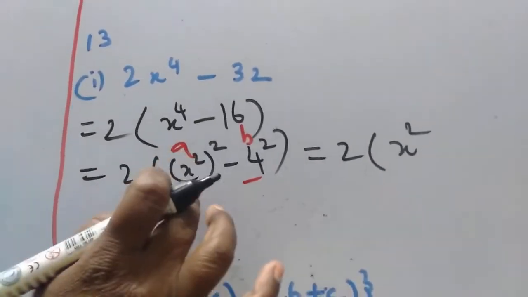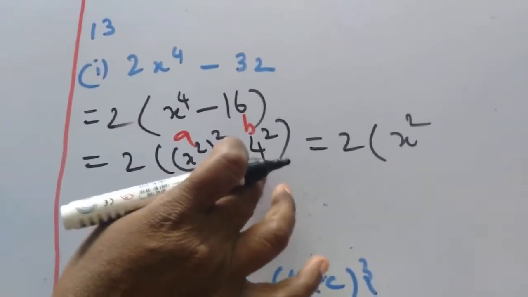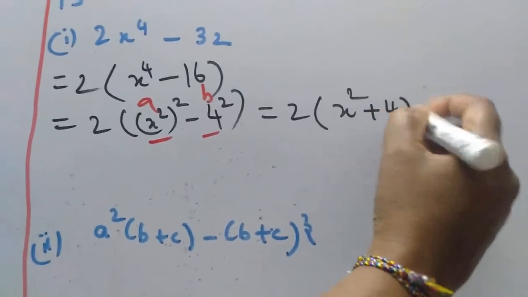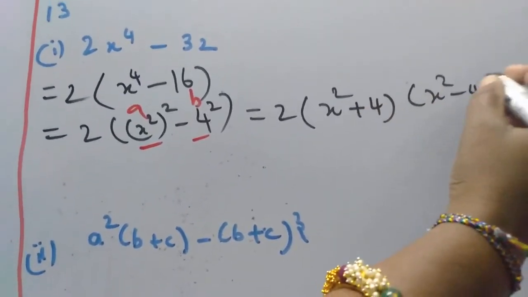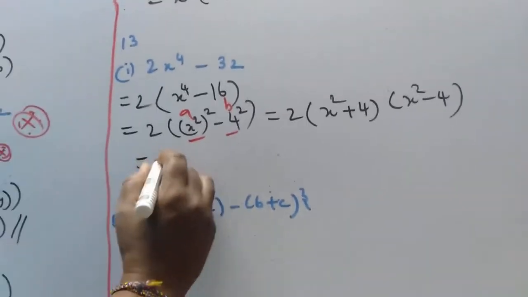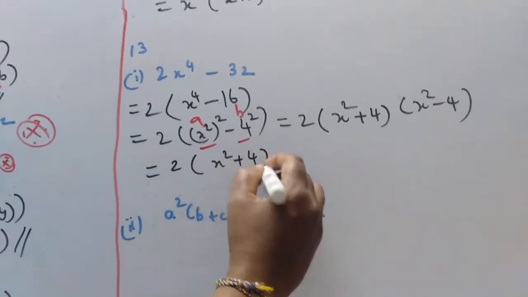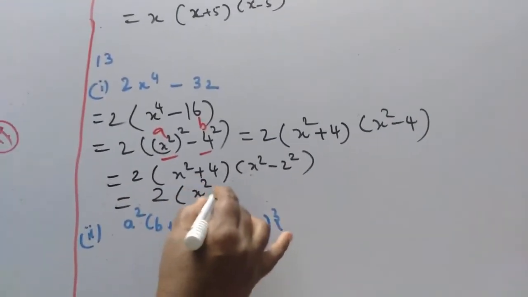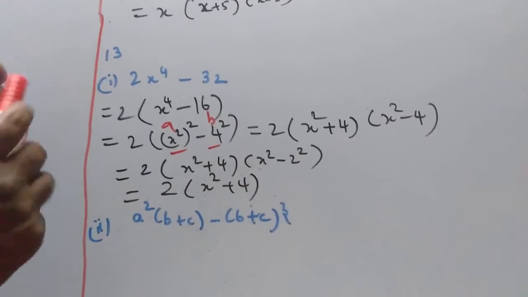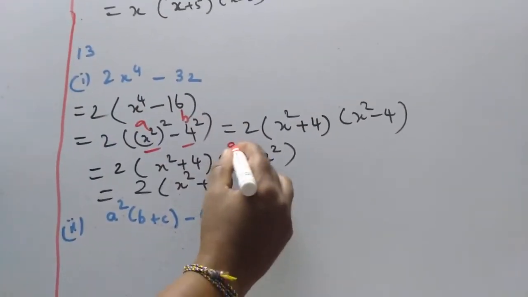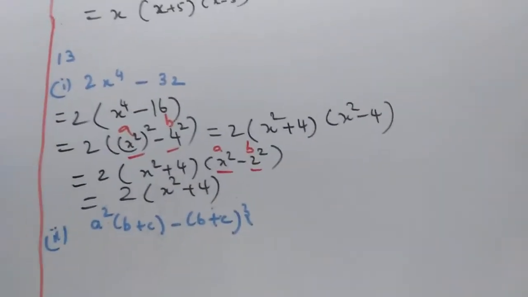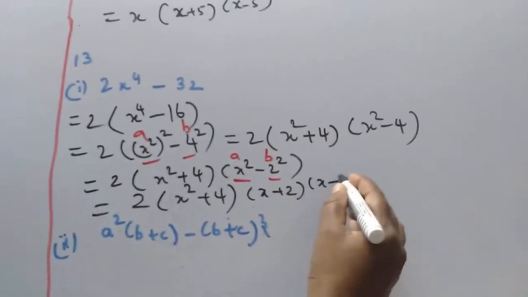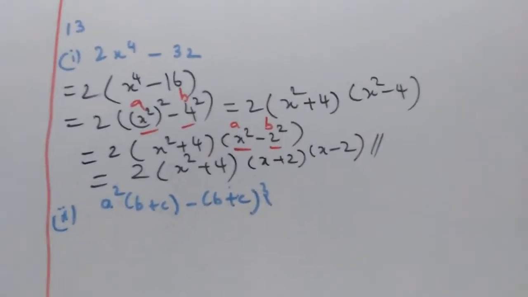And this can be written as, x square here is a and 4 here is b. So a square minus b square can be written as a plus b into a minus b, and again this can be written as 2 into x square plus 4 into x square minus 2 square. So which can be written as 2 into x square plus 4. Again this is in the form a square minus b square, where a here is x and b here is 2. So which can be written as x plus 2 into x minus 2, which is what the solution of this particular question.